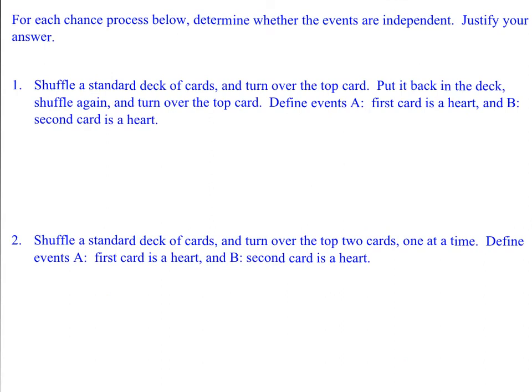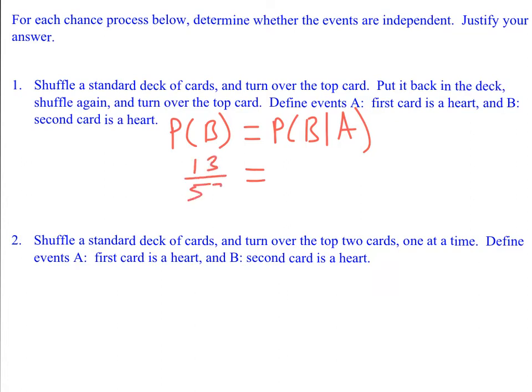Okay, here's more of them. All right, standard deck of cards, turn over the top card, put it back on the deck, shuffle again, and then turn over the top one. Okay? Is the probability of B the same as the probability of B given A? A is selecting a heart on the first card, but it's put back. So for the second card, it's 13 out of 52.